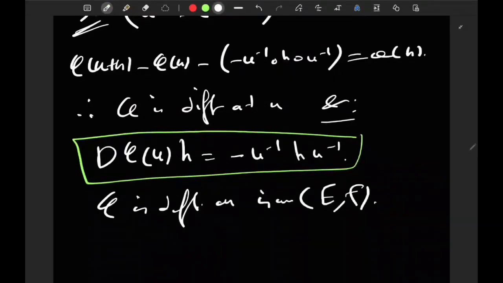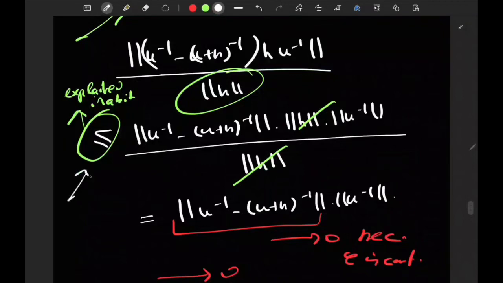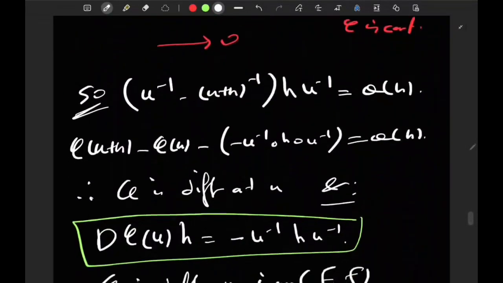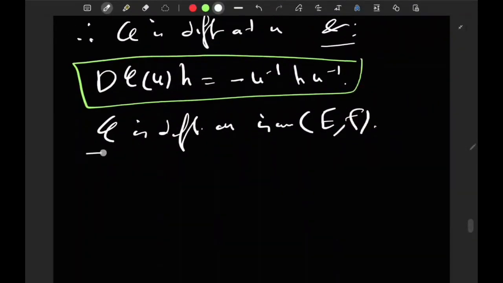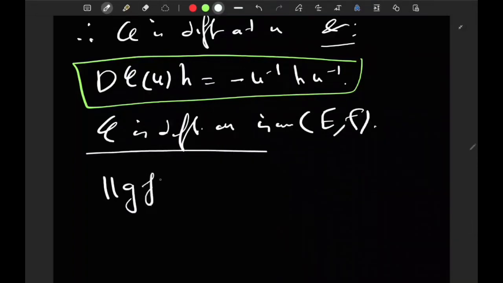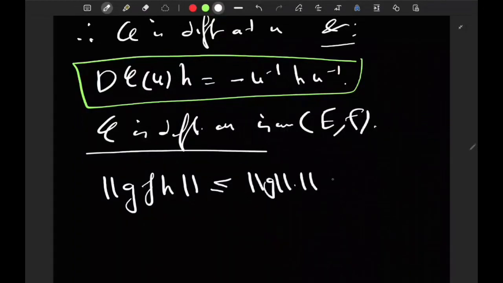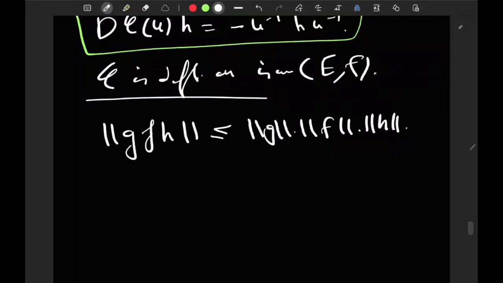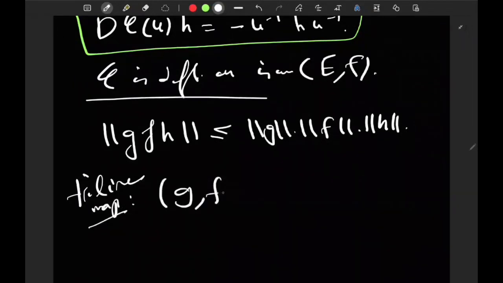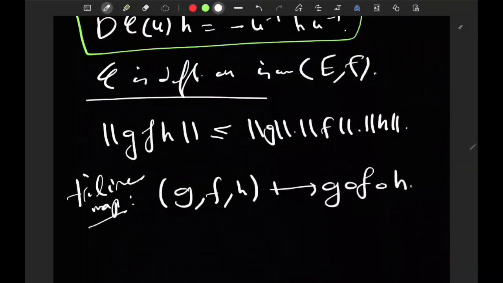Now regarding this step here, why is this step warranted? What I'm actually saying is that I have three maps composed with each other, g, f, h, and this is less than or equal to the norm of g times the norm of f times the norm of h. This is coming from the continuity of the trilinear map. So I'm looking at the trilinear map which takes g, f, h to g composed with f composed with h.